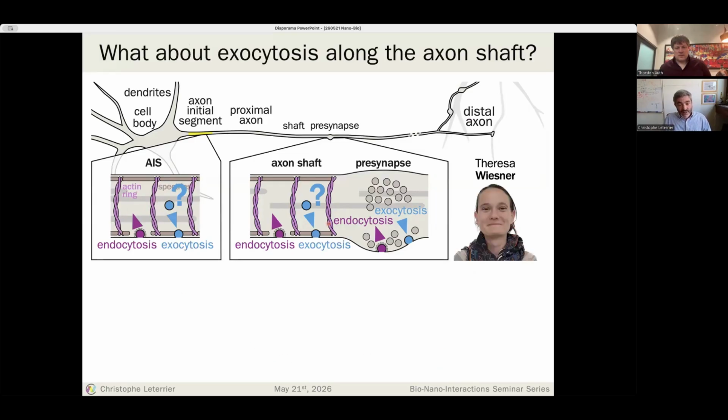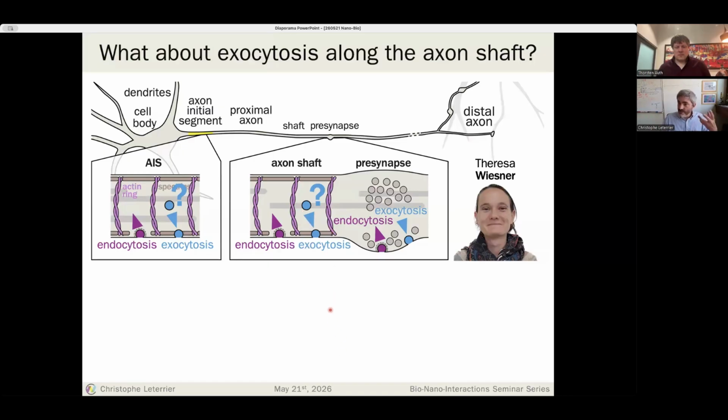The idea is that you can have exocytosis and endocytosis at the presynapse where you don't have the MPS. But in the shaft where you have the MPS, we have shown that endocytosis can happen in very specific cases within clearings and in a regulated manner. But how can you have exocytosis and how does it work? Because you also have to overcome this mesh if you want to get something out along the shaft.